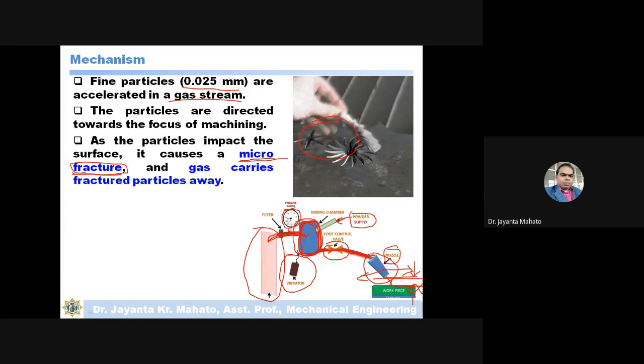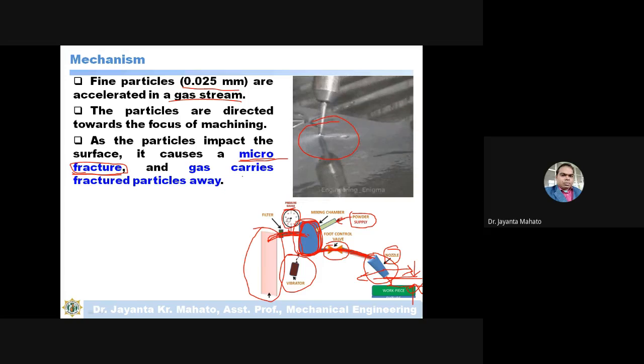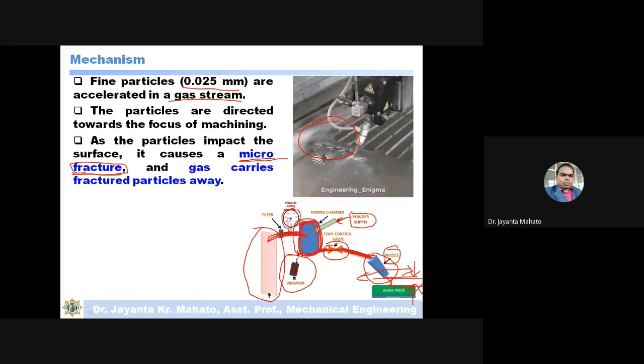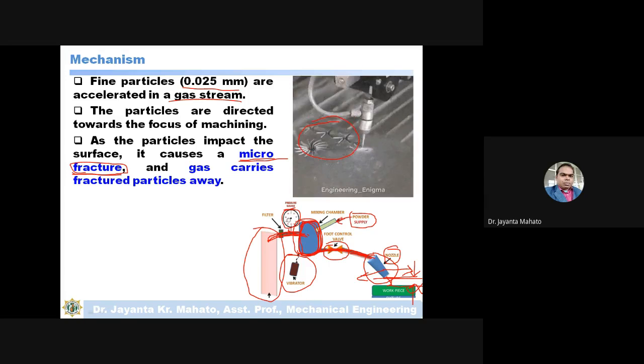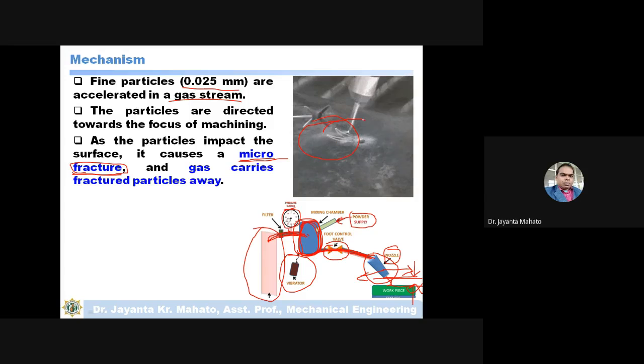And gas carries fracture particles away. जैसे जो फ्रैक्चर पर छोटे छोटे जो पार्टिकल फ्रैक्चर हो रही है जो वहाँ सरफेस के ऊपर, so these fracture particles are carried away by the gas. जो गैस फ्लो हो रही है वो गैस क्या करेगी, वो छोटा छोटा पार्टिकल जो सरफेस से फ्रैक्चर हो रही है उसको रिमूव कर देंगे. ओके.